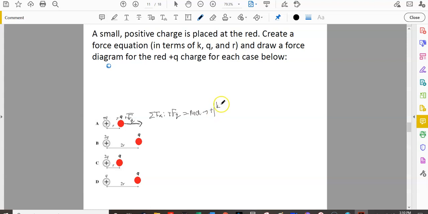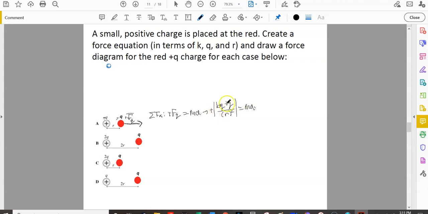So that's going to be K, and then you have the red charge, which is its Q, and it's a positive Q. And then you have the gray charge, and here's its positive Q. And you're going to divide that by their distance apart, and their distance apart is R that we're squaring. So even though it's just R, I'm still putting the brackets around. And that's equal to its mass times its acceleration.